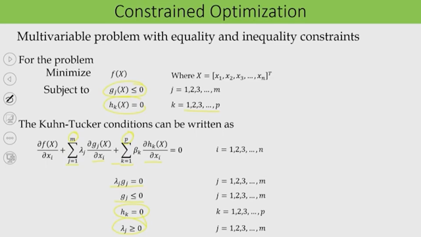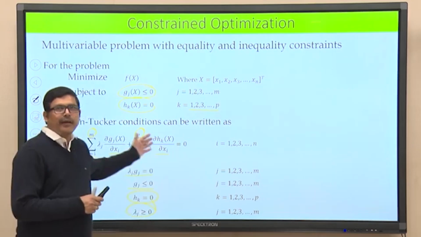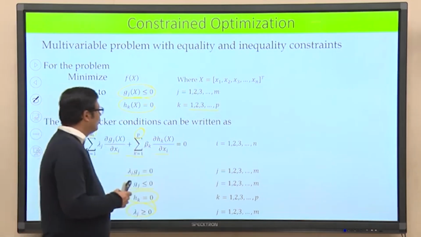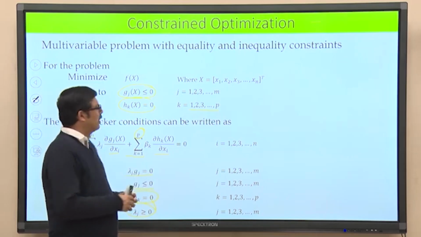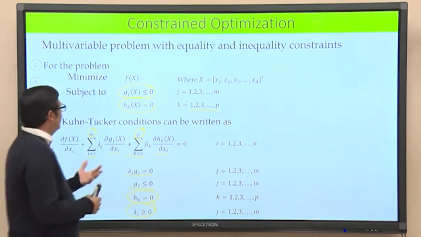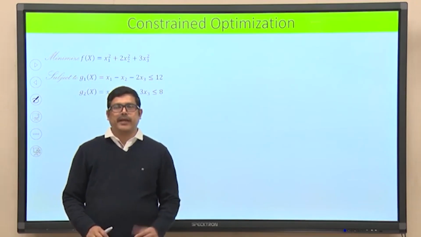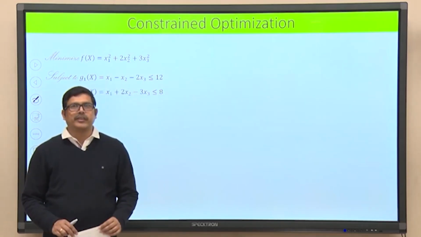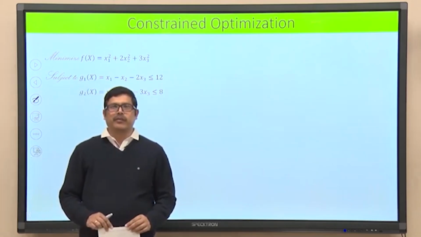So, in case of the problem with equality and inequality constraint, I can use this condition, and basically these are known as the Kuhn-Tucker condition for the problem having equality and inequality constraints. Let us solve this example problem. I will explain how we can apply Kuhn-Tucker conditions to find out the optimal solution of this particular problem.